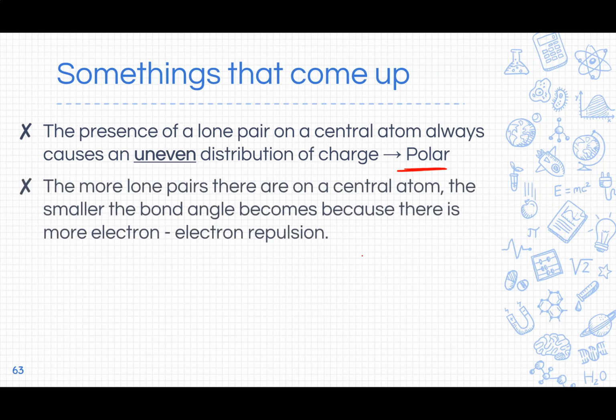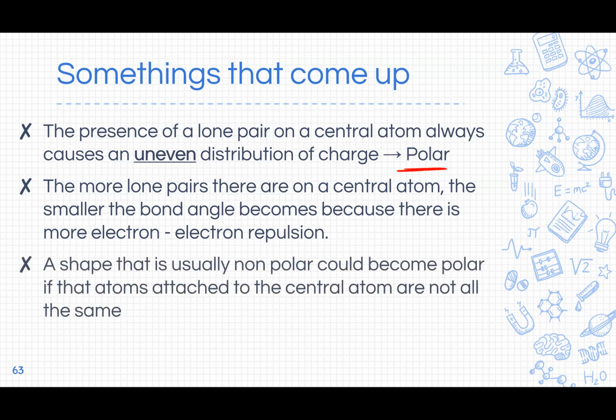Okay, the more lone pairs there are on a central atom, the smaller the bond angle becomes because there's more electron-electron repulsion. So that just means if I'm trigonal planar and I have a bond angle of 120, and then there's one lone pair, I'm going to remember to say that it's a little bit less than 120. Okay, you don't have to give an exact number. You just want to say it's less than 120. The more lone pairs there are, the more electron-electron repulsion there is, the smaller the bond angle becomes.